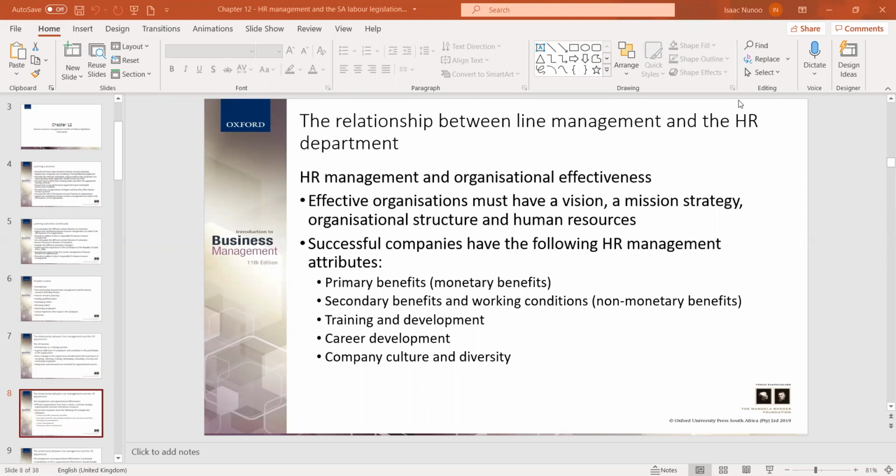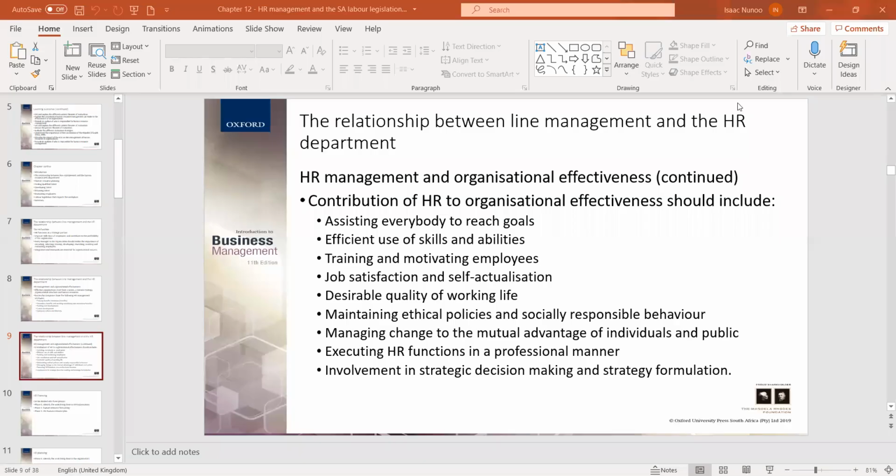And another thing is the company's culture and diversity. Human resource basically combines the efforts of employees to establish a strong company culture. And when we talk of a strong company culture, we are talking about the social and networking opportunities, diversity initiatives, corporate social responsibility programs, and employee inputs. So looking at the attributes of human resource management, now we'll move on to look at the contribution of human resource to organizational development.